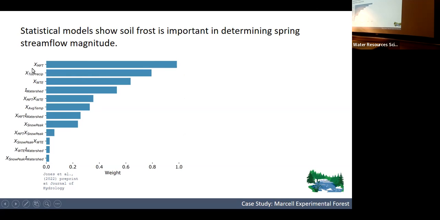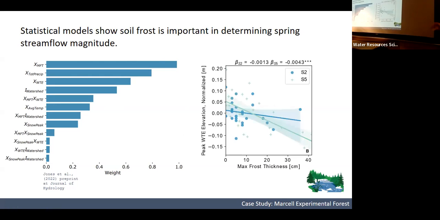But the biggest thing that you're probably wondering, and we certainly were when we got these results, is the fact that maximum frost thickness is actually all the way here at the top. And its weight is nearly 1. It's about 0.998, which means that the statistical model is almost certain that maximum frost thickness should be in the true model for stream flow generation for these watersheds. And sure enough, if we go back and look at the relationship between maximum frost thickness and water table elevation, we do see that there is a statistically significant relationship where as we increase in frost thickness, we see lower and lower water table elevations. So there is clearly some factor of frost thickness here that is likely lowering our water table elevation.